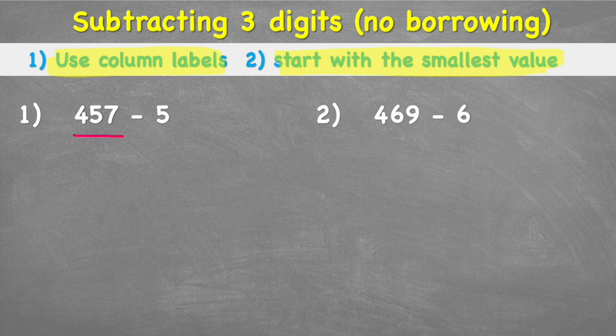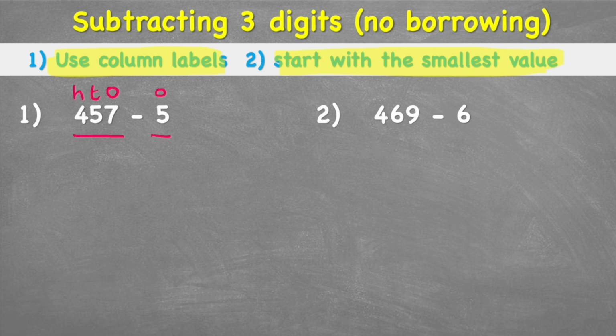So let's first of all look at 457. Well, 457 is made up of 7 1s, so we can put this little O above the 7, 5 10s, and 4 hundreds. Hopefully you've seen a number shown like that before with our 1s, 10s and hundreds over the top. And then looking at our second number, our 1-digit number, our 5 is obviously in our 1s column.